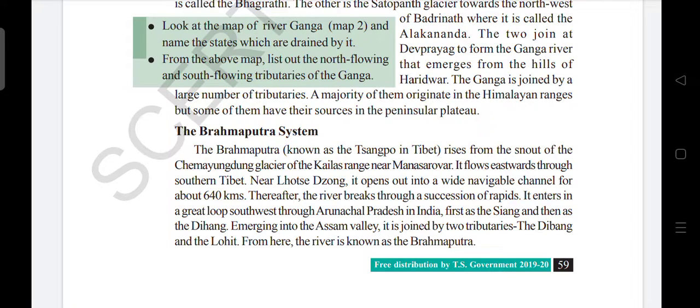It is joined by two tributaries. What are they? The Dibang and the Lohit. So, from here the river is known as the Brahmaputra. From the Assam Valley, this river is known as Brahmaputra.